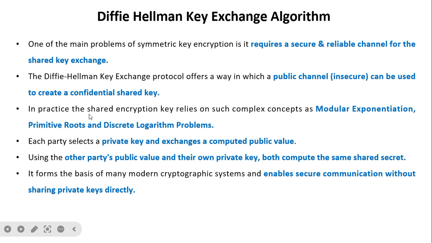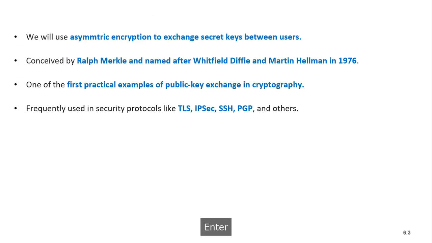confidential shared key. In practice, the shared encryption key relies on complex operations such as modular exponent, primitive roots, and discrete logarithmic problem. Each party selects a private key and exchanges a computed public value. Using the other party's public value and their own private key, both compute the same shared secret. So these two lines are nothing but the procedure of Diffie-Hellman key exchange. These steps will be clear when we are solving the problem. It forms the basis of many modern cryptographic systems and enables secure communication without sharing the private key directly.